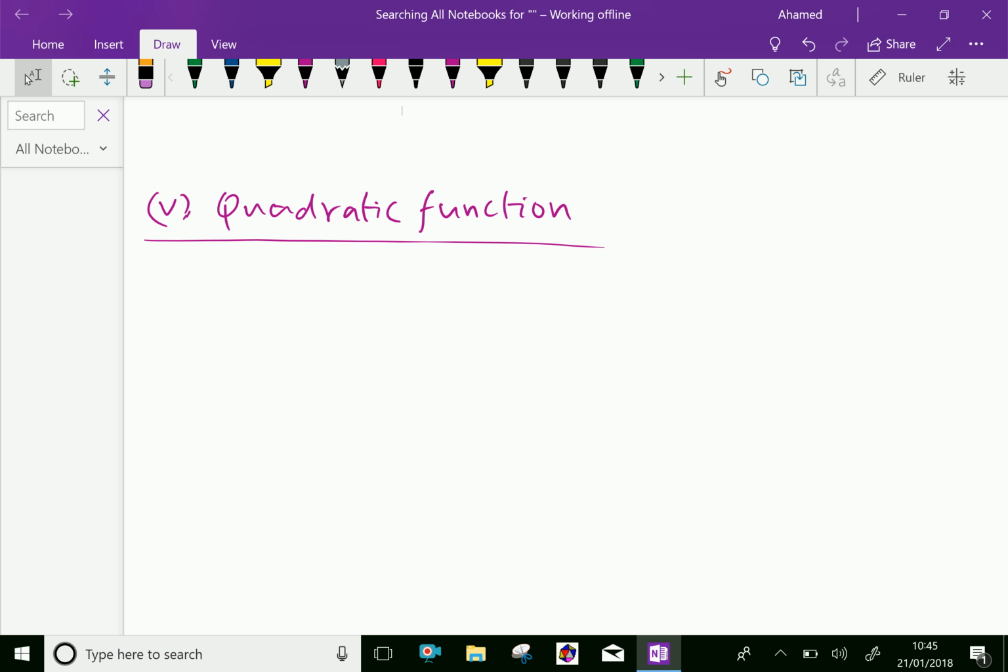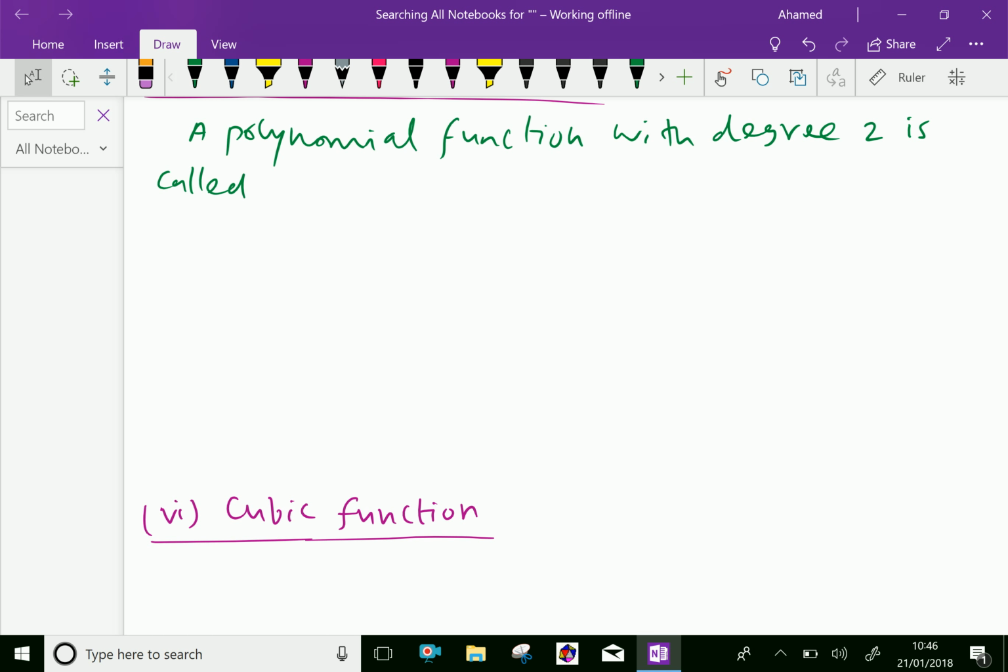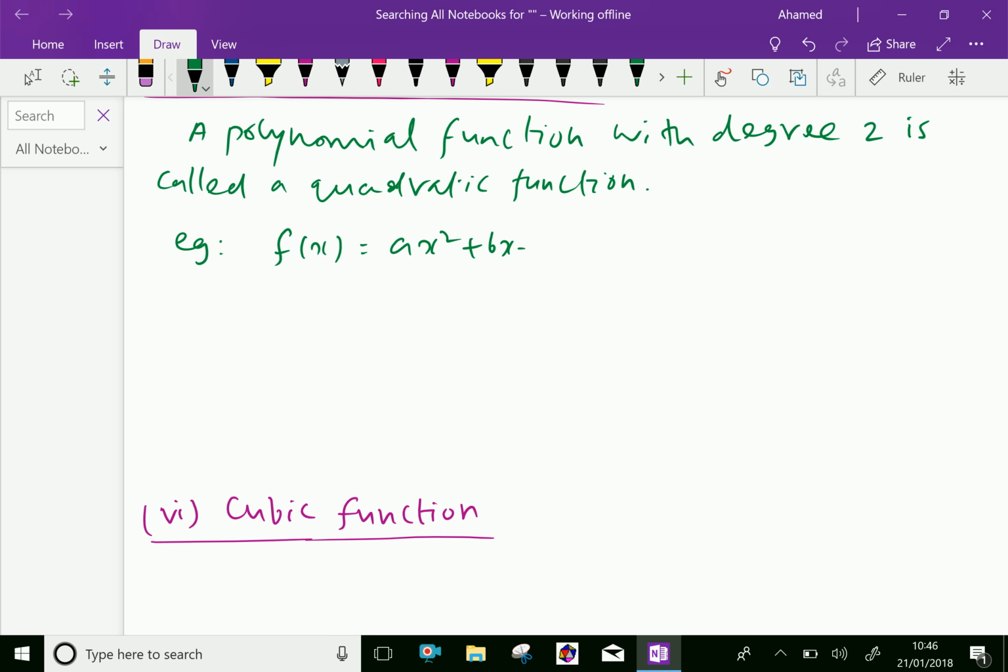Next one, quadratic function. A polynomial function with degree 2 is called a quadratic function. Example, f of x equal ax square plus bx plus c. Here, the degree of the variable x is 2. So, it's a quadratic function.